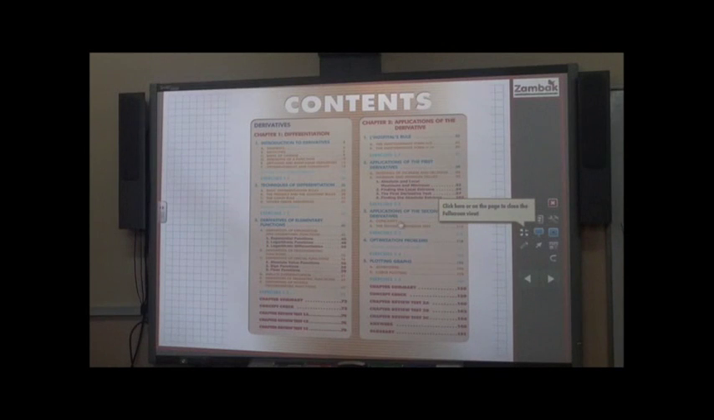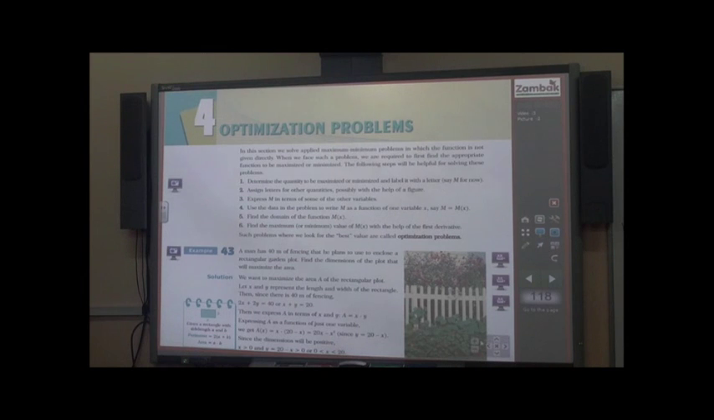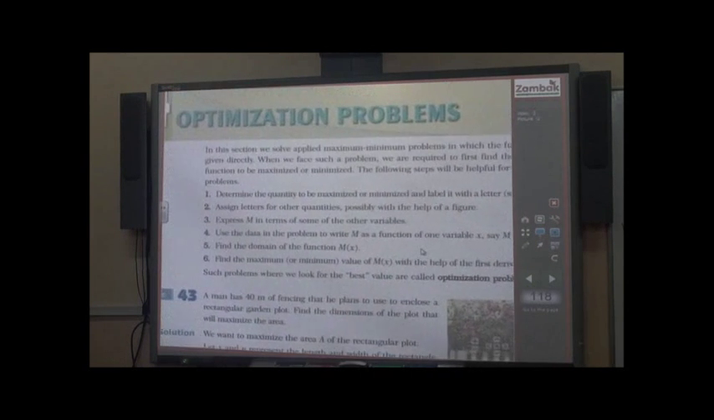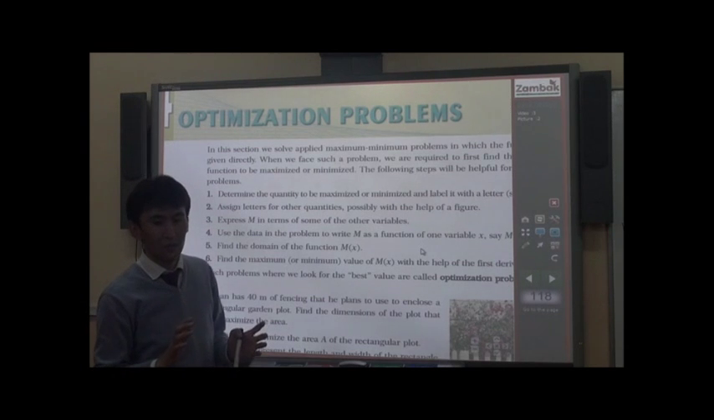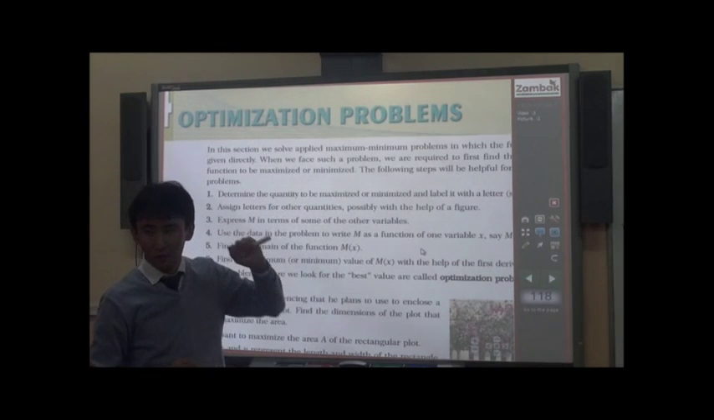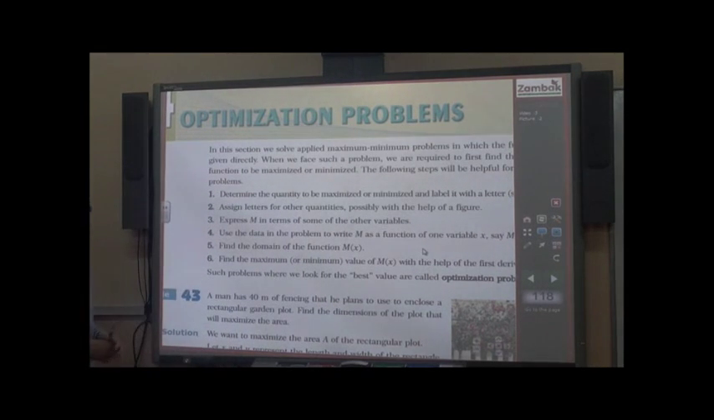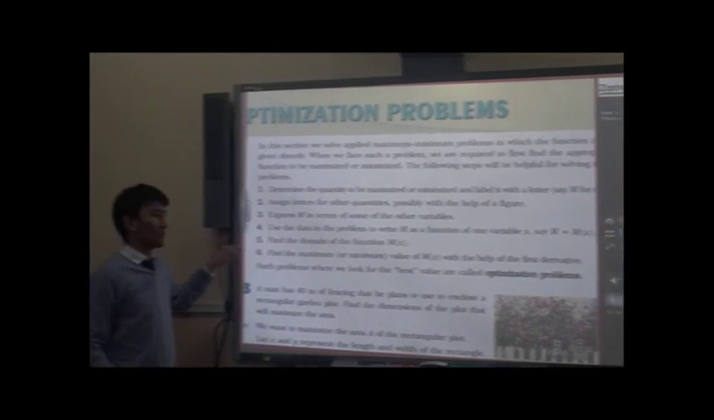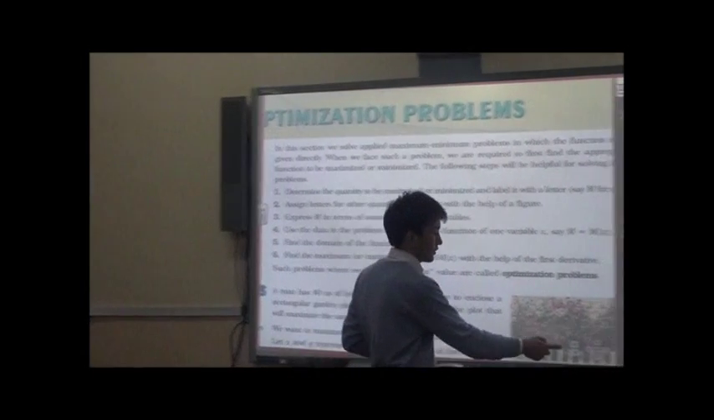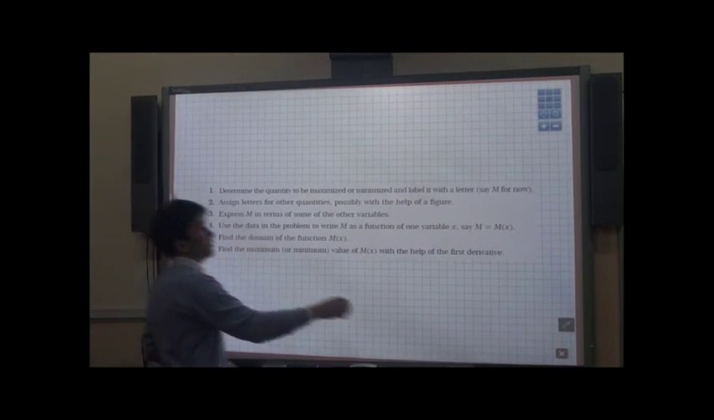Okay, guys, optimization problem. To optimize means to maximize or minimize some quantities. That means to take the derivative of the function and equalize that to 0. In this topic, we have some rules. To optimize the quantities, we have to follow some rules. They are in here.